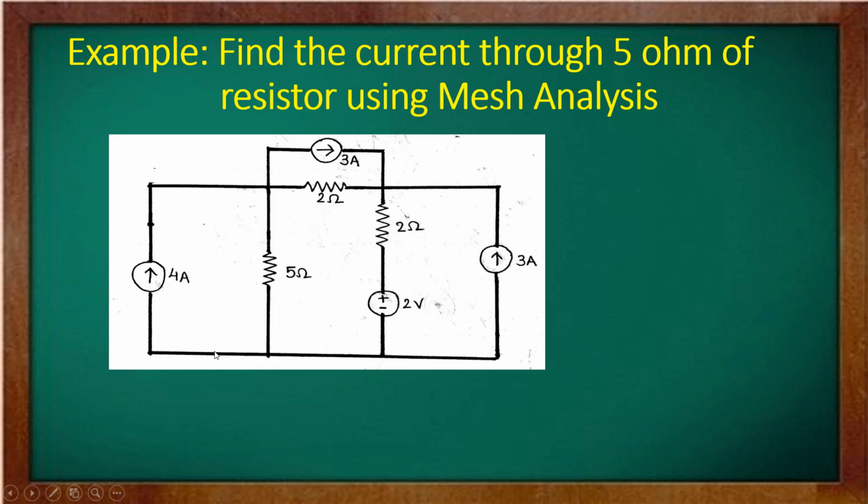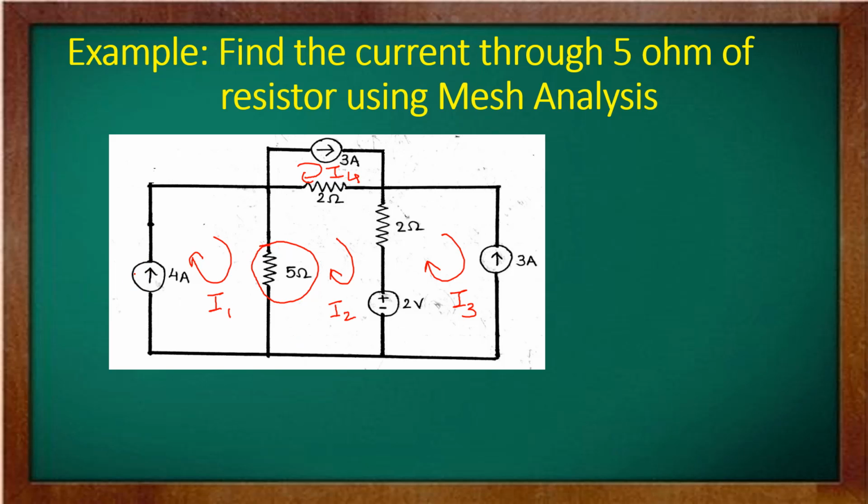See here, the problem statement is: find the current through the 5 ohm resistor using mesh analysis. So we are interested in finding the current in the 5 ohm resistor, and the technique is mesh analysis. It's very simple. We consider this as mesh 1, and I'm assuming the current direction is clockwise and the current is I1. Here the current is I2, here the current is I3, and here the current is I4.